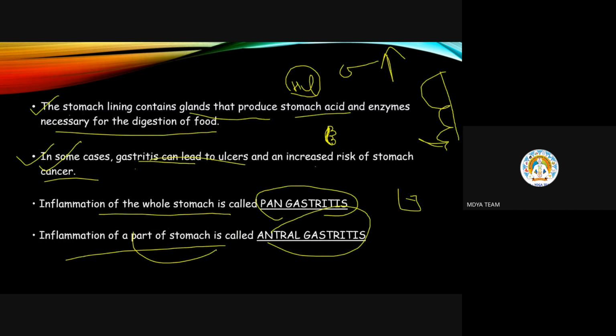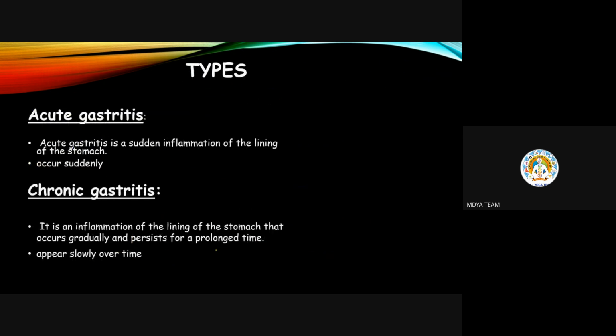So now, as you have done this, we'll go for types. So how many types of gastritis are there? Acute and chronic. By the name itself, you will come to know, you need not even study. Acute gastritis, of course, is for a short period of time or a sudden interval. So acute gastritis is a sudden inflammation of the lining of the stomach. If there is any sudden inflammation of the lining in the stomach, it is called acute gastritis, which occurs suddenly.